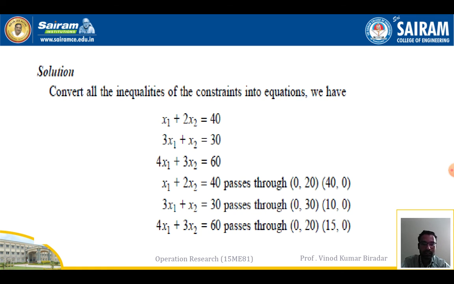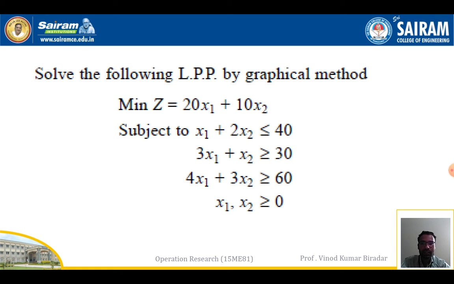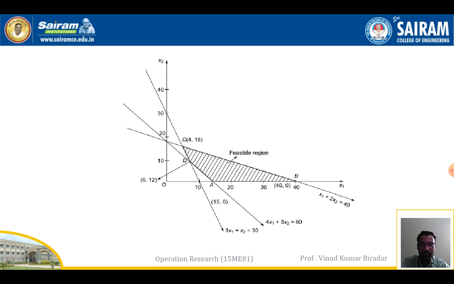Now the next step is very, very important. For the first equation they have given less than or equal to. That is x1 plus 2x2, here it is. The sign given is less than, which means you have to shade the surface area downwards from this equation.